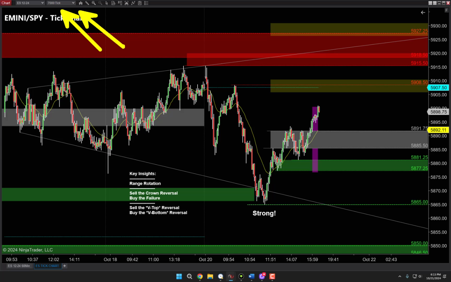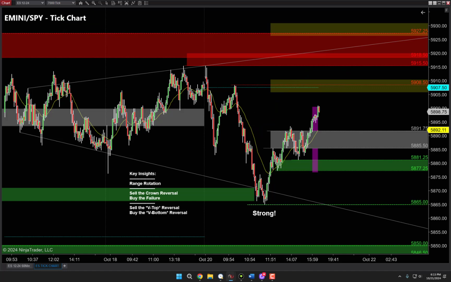Tick charts, I think, make pattern recognition a hell of a lot easier. All the time frames, by the way, are in the upper left-hand corner here tonight. That 7,000 tick chart there, upper left-hand corner. And in case you're watching for the first time right now, welcome to the channel. That is the 21 EMA. As you can see, it's pretty much the only indicator I use to find lots of winning trades each week.